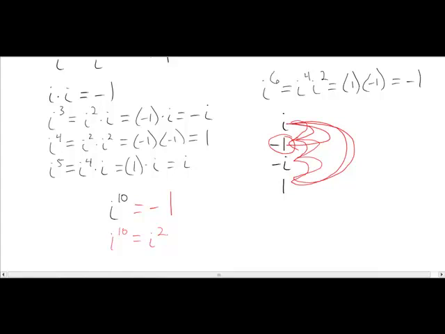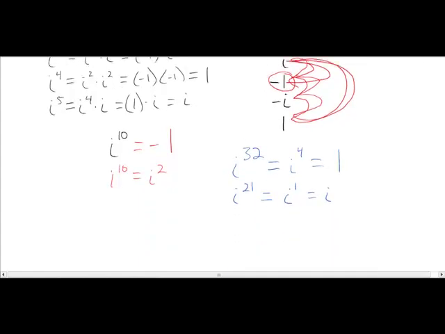What about a bigger one like i to the 32nd? Notice 32 is divisible by 4, right? And indeed it is. So i to the 32nd is just the same thing as i to the 4th, which is 1. Every 4 powers of i repeats. In case you're not getting the hang of this yet, i to the 21st. Divide it by 4. How many are left over after you divide 21 by 4? There's only 1 left over. So this is equivalent to i to the 1st, which is just i.